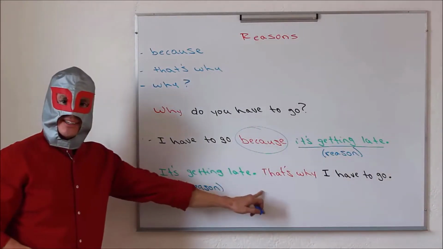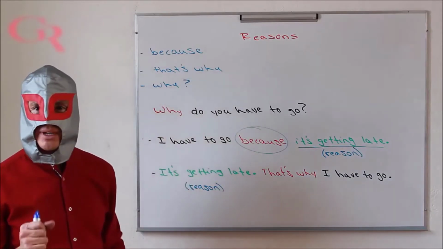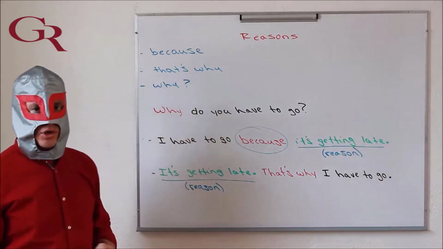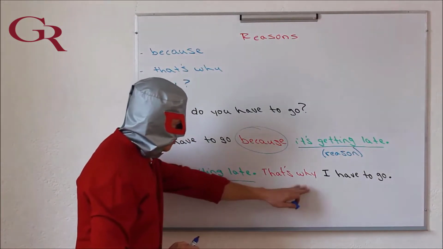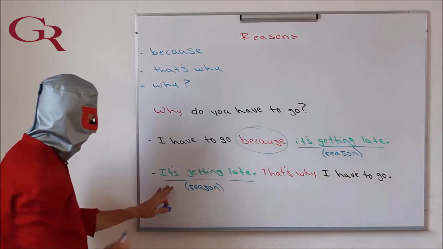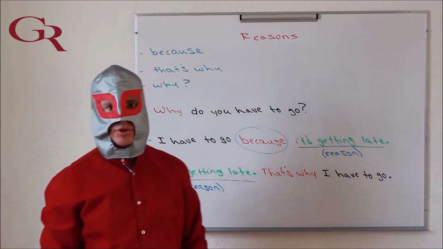If we take a look at this second statement, it's getting late. Here, my reason is first. It's getting late. So, in my second sentence, I'm going to start it with that's why. So, here we have, it's getting late. That's why I have to go.